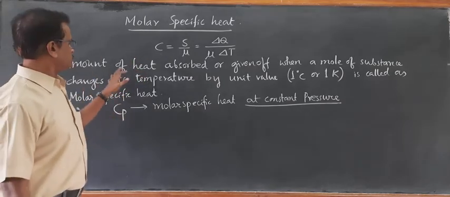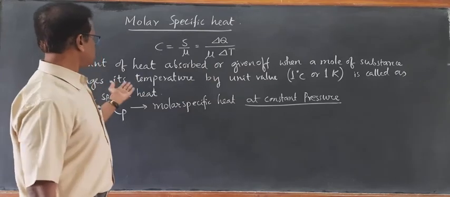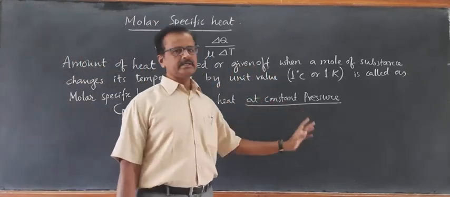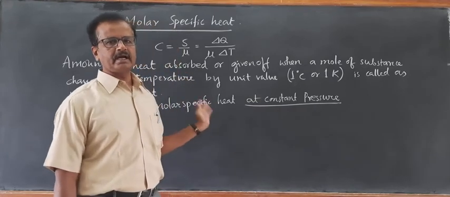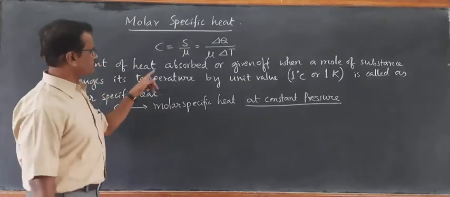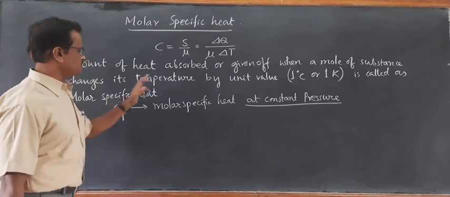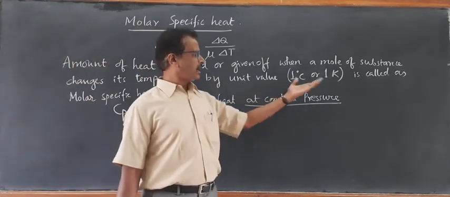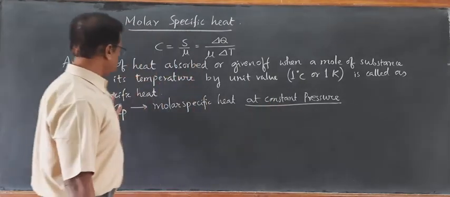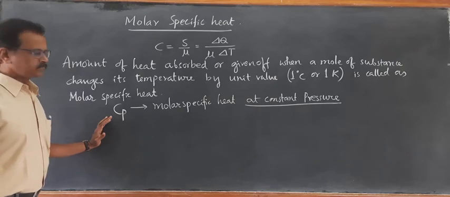Same definition. Amount of heat absorbed or given off when a mole of substance changes its temperature by unit value at constant pressure is called molar specific heat at constant pressure. Once again, keeping pressure constant, the heat absorbed or given off per mole per unit temperature change is called molar specific heat at constant pressure.